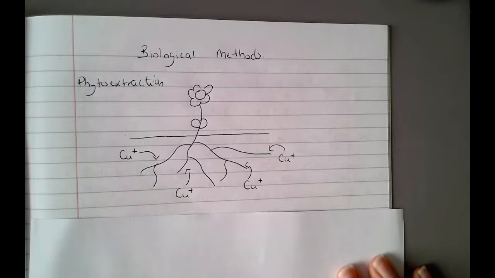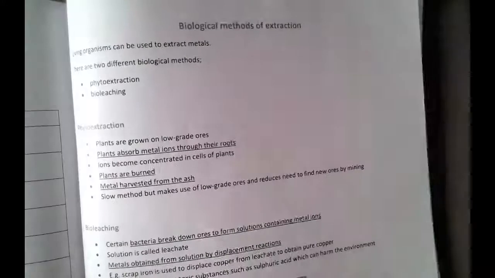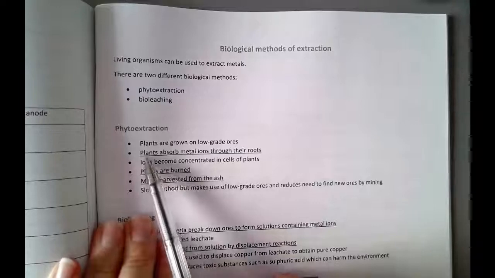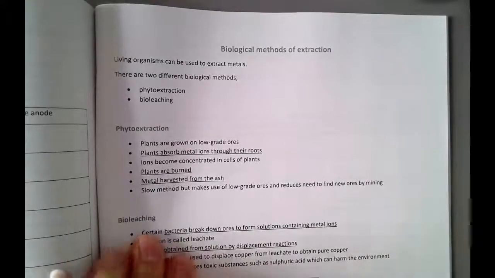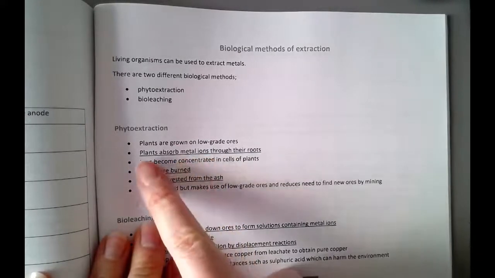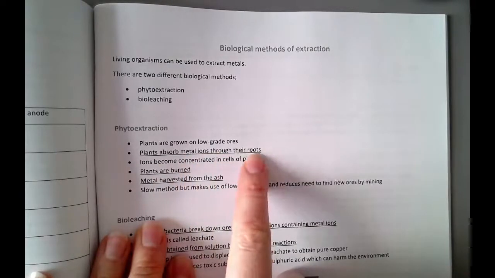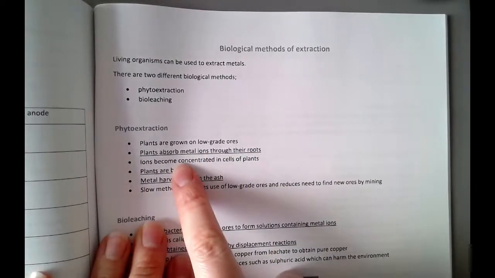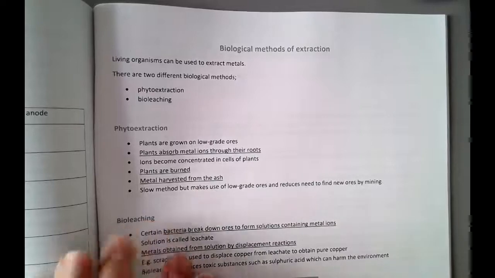Then you can take the plant, harvest it, burn it, and from the ashes you can collect the copper. So if you were asked what phytoextraction is, this is what you would need to say. The plants absorb metal ions through their roots. They don't absorb pieces of solid metal, they absorb ions, which will be dissolved in the water. So make sure you're using that word ions there. Plants absorb metal ions through their roots. Ions then become concentrated. You don't necessarily need to say that, but you do need to say that plants are burned and the metals are harvested from the ash.